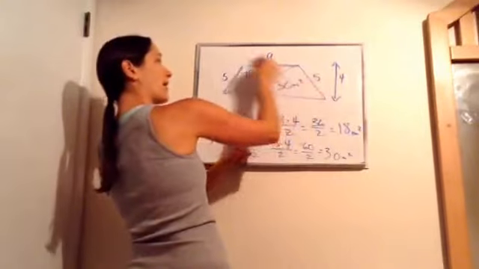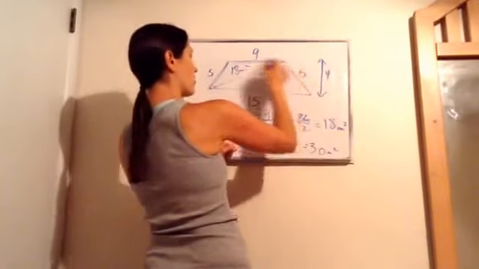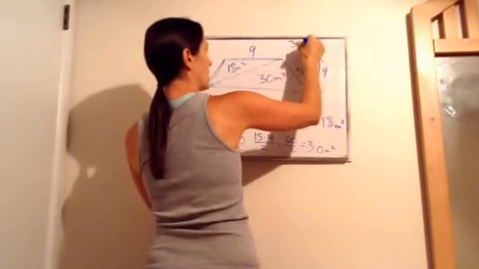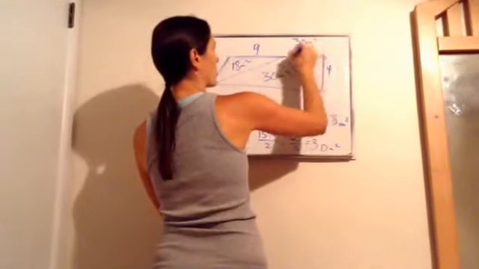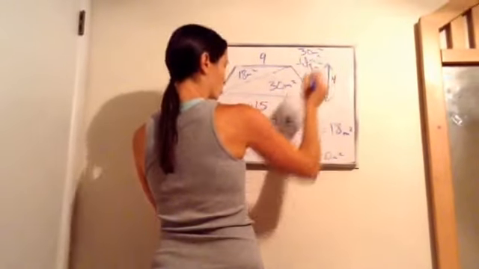So what is the area of the entire trapezoid? Then it's going to be 30 meters squared plus 18 meters squared, which is 48 meters squared. All right, that is lesson 8.